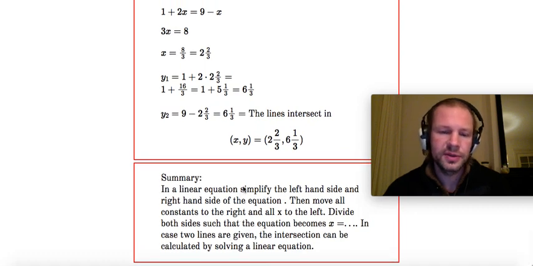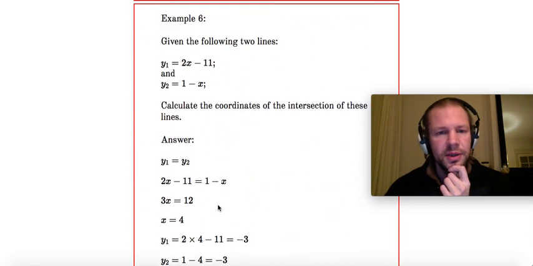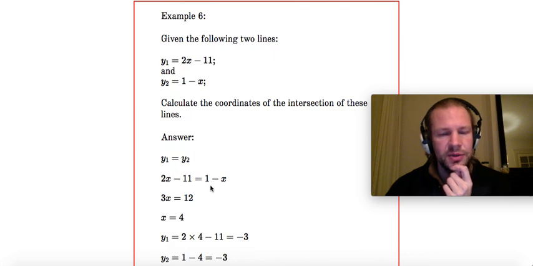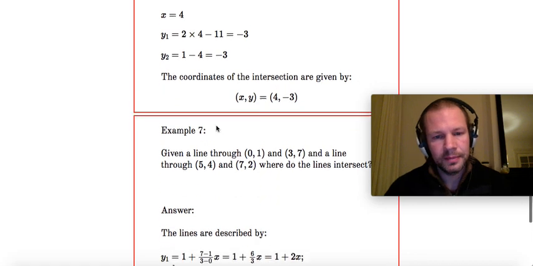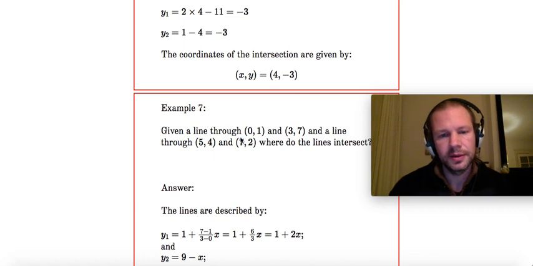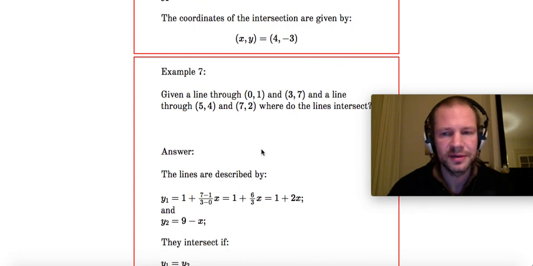In case of two lines, the intersection can be calculated by solving the linear equations, which means if we have two lines given by some formula, we can find the intersection by solving this equation, in which the first formula is equal to the second formula. Sometimes you first have to find the formulas of the lines, like we saw in example 7.